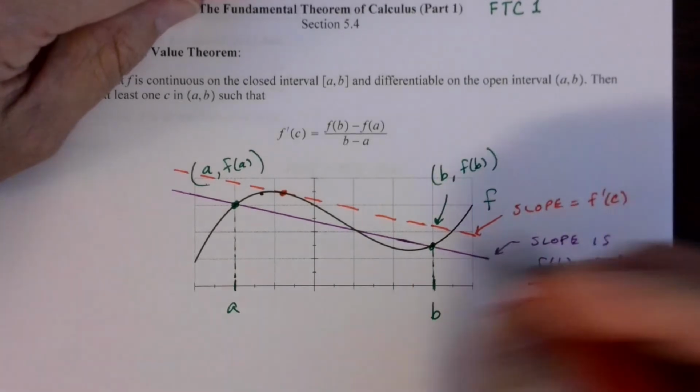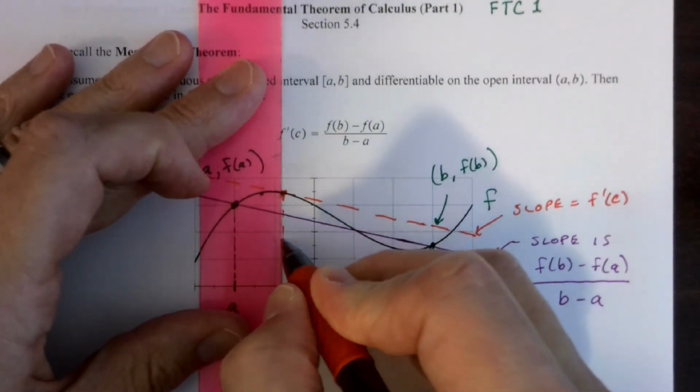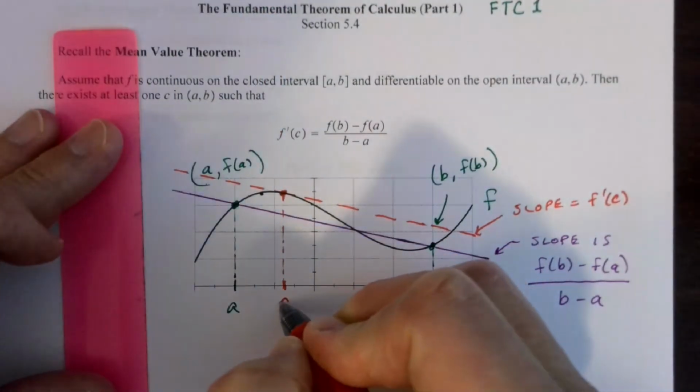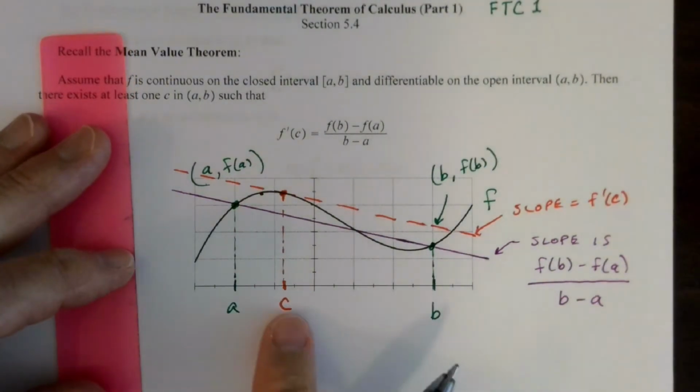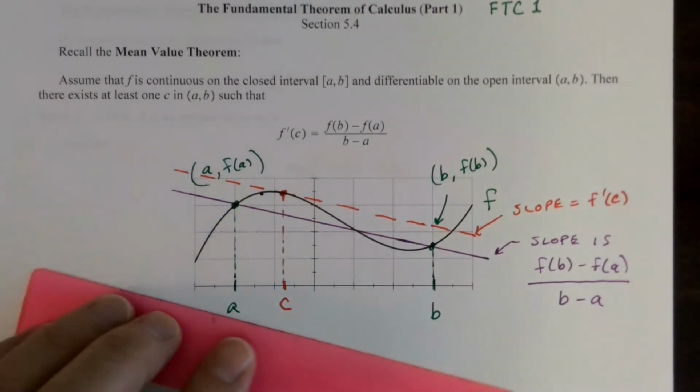Well, I'm going to call that c. So in other words, I'm saying the value of c then is where? Here. That's the value of c. So we're guaranteed to have at least one value. Do you see that there's actually two values where the derivative of the function is equal to this average rate of change?